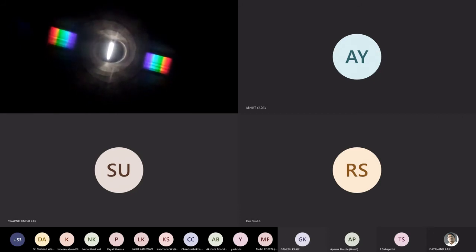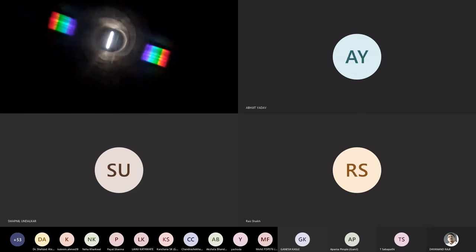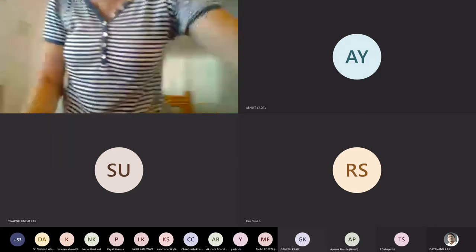So this is what you see with your own eyes when you put your eye on the grating side. The central part is white because it's a superposition of all colors, and from each part you can see a nice rainbow.